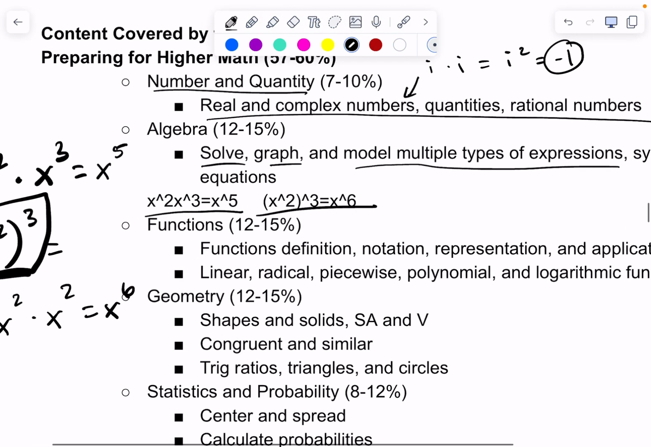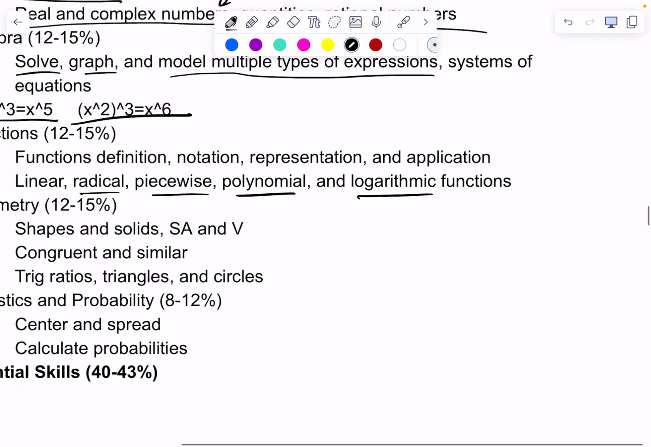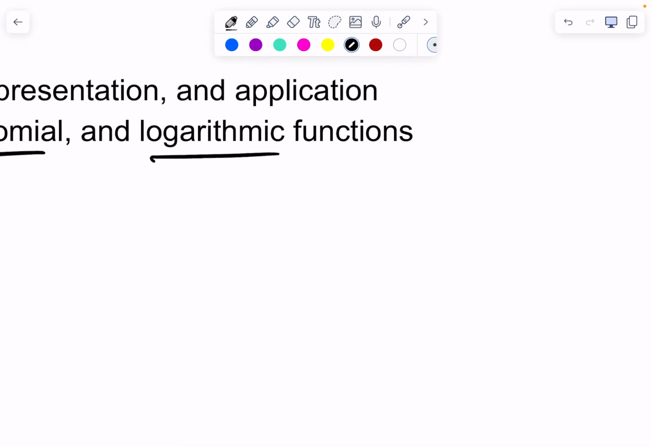I don't know. All right, functions are 12 to 15%. That would be like linear, radical, piecewise, polynomial, log functions. So any of the log things are going to happen in functions. Do you guys remember how to convert from log to exponential functions?